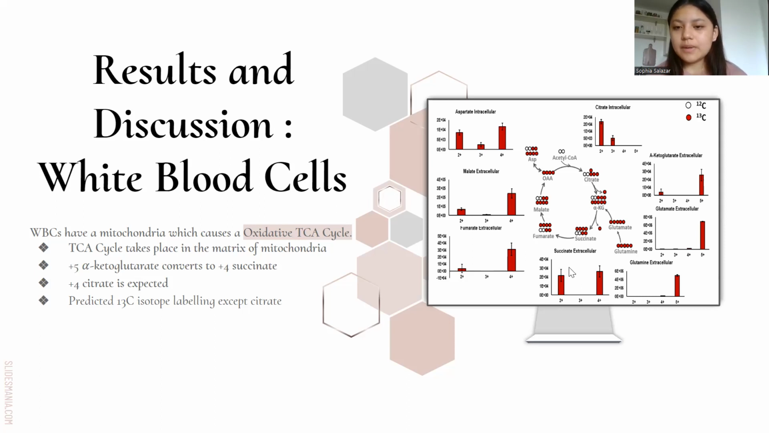Then again, it's predicted that there's a +4 succinate from this enzymatic step, then +4 fumarate, +4 malate, +4 aspartate. Now, what's interesting is the enzymatic step between +4 aspartate metabolizing the +4 citrate, but the +4 citrate is not seen in the data. One of the reasons is that the flux in this enzymatic step is very high, which means that this metabolite is consumed faster than produced.